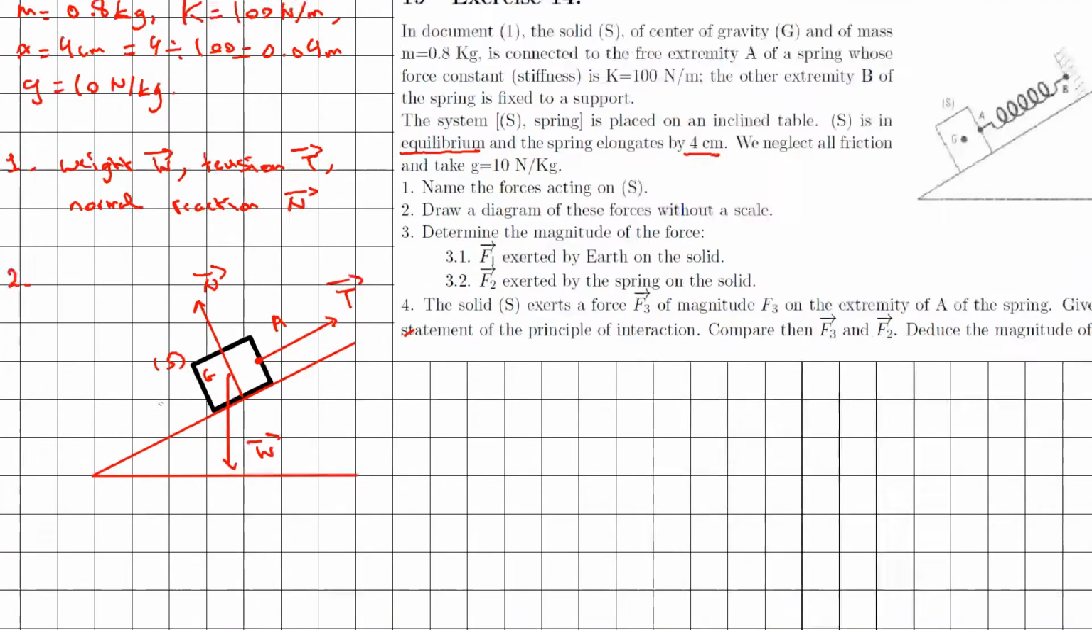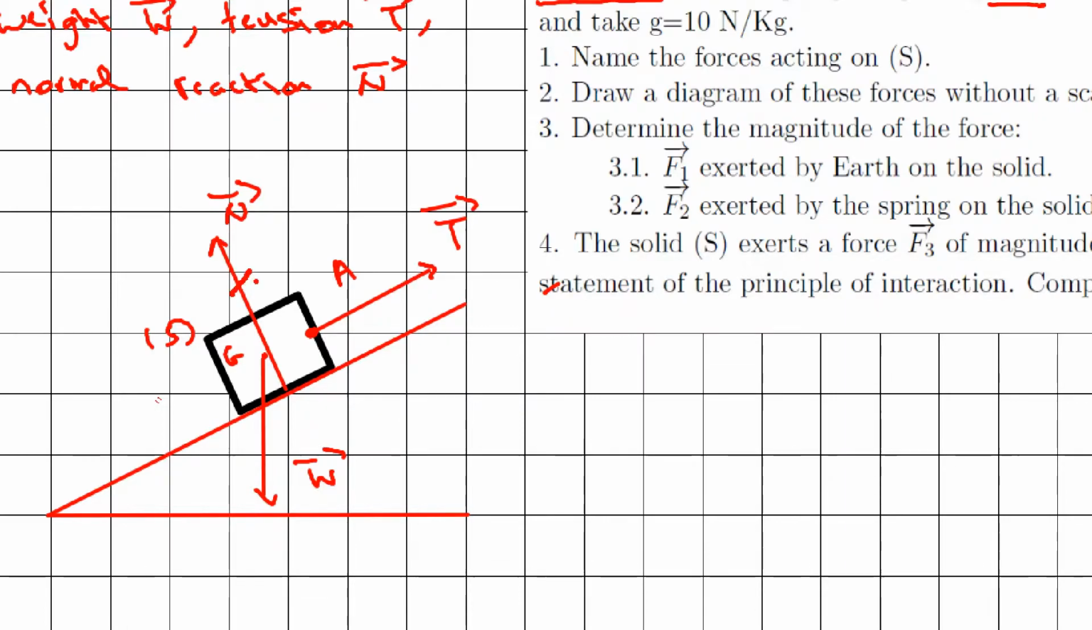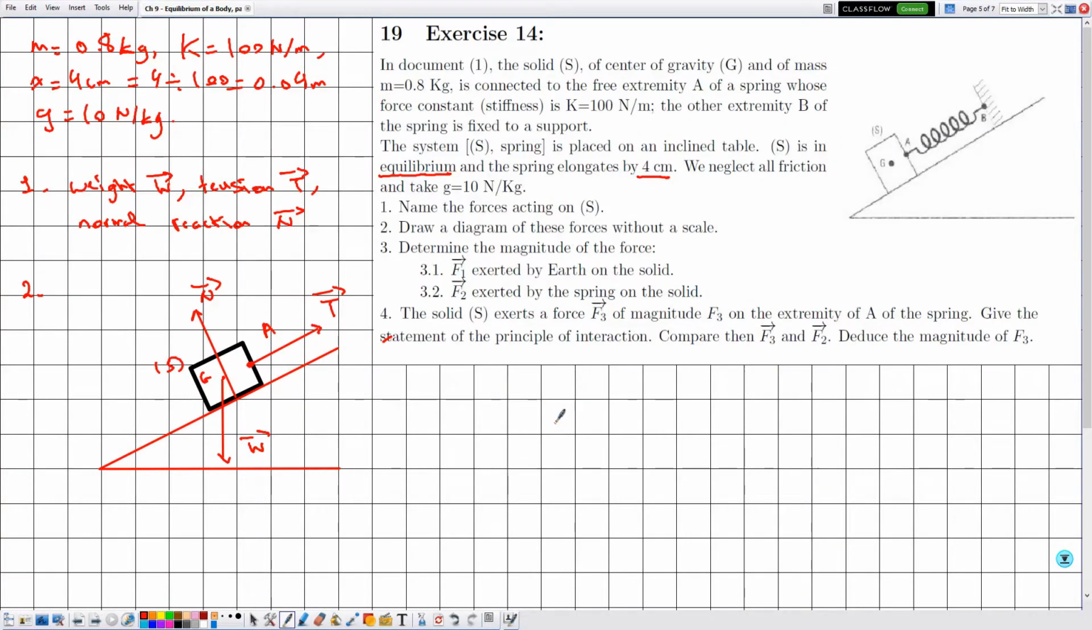So in this case, it's not important to draw the length of N equal to the length of T equal to the length of W. This is not important anymore. But if we are representing forces on a solid S consisting of only 2 vectors, this is extremely important. Now this is it for number 2.